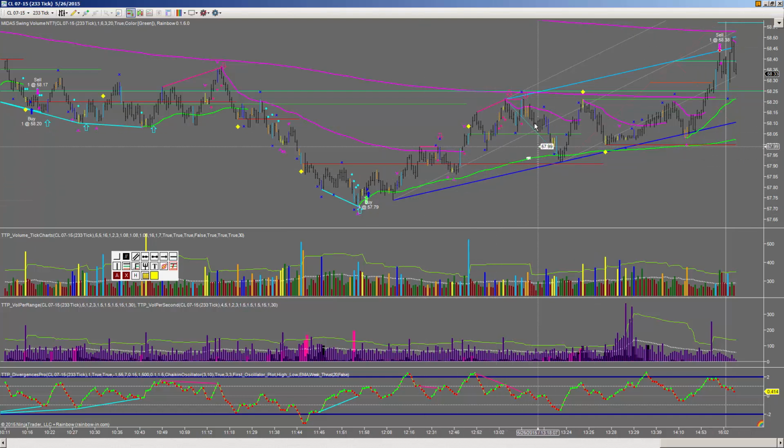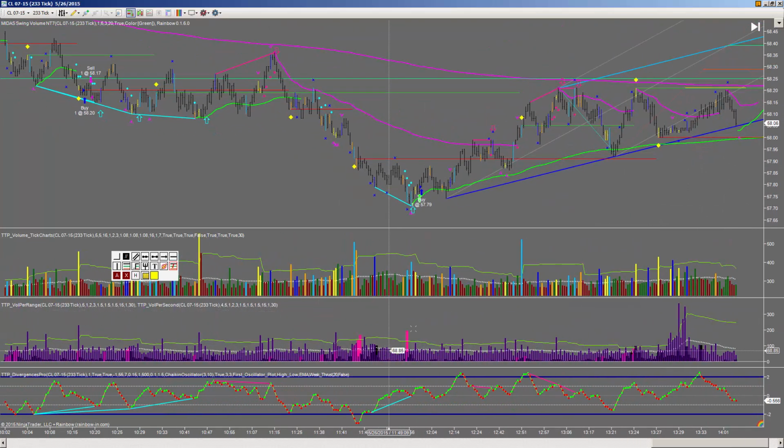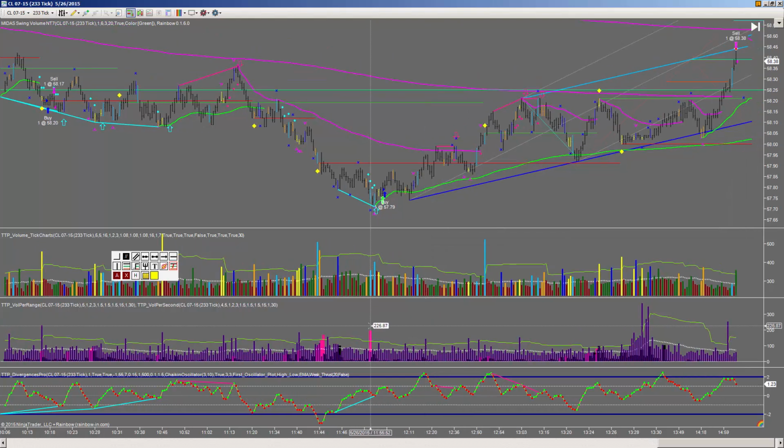You can see this low right here didn't quite break through the volume weighted average price from this low. That's what this green line is, the VWAP from this low. Okay, and then we finally make it up to the top of the channel right there where I get out. And you can see this low right here was actually the highest volume per second of the day. And that's one of the main reasons why I have this chart, for that volume per second.